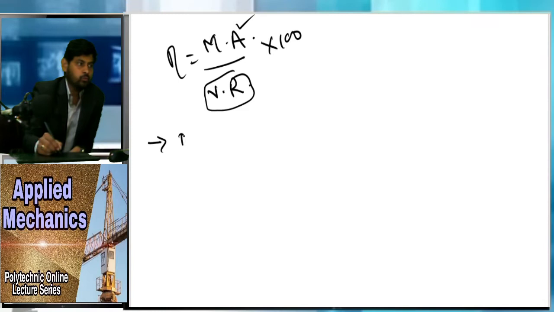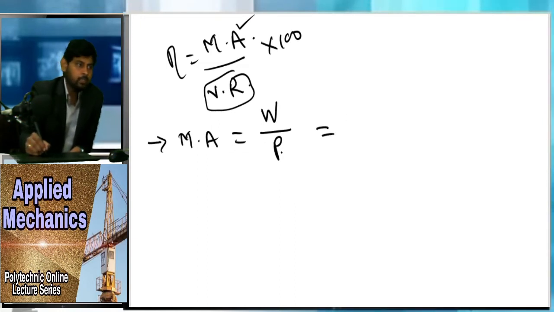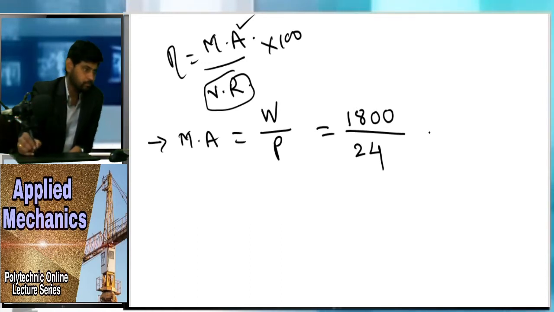So second thing we have to do, we have to find out the value of mechanical advantage, that is nothing but W upon P, right? So value of W is given to us, yes or not? Yes, that is the 1800. Value of P is given to us, yes, that is 24 Newton, right? Now do the calculation of it, it will be 75. So you will get the value of mechanical advantage also.